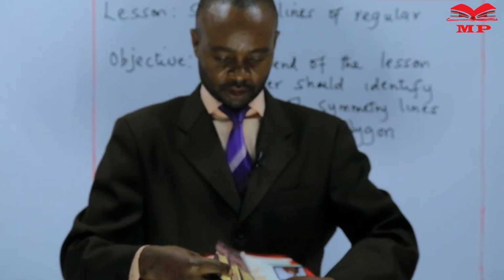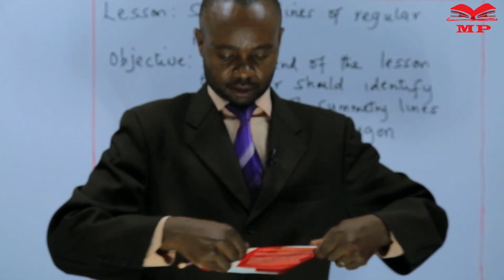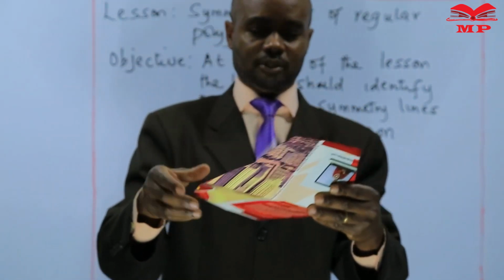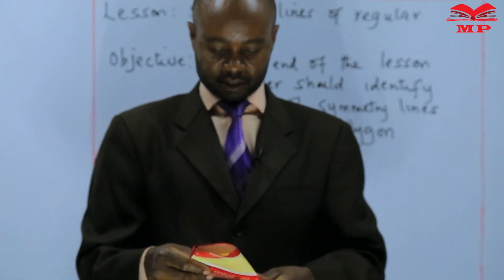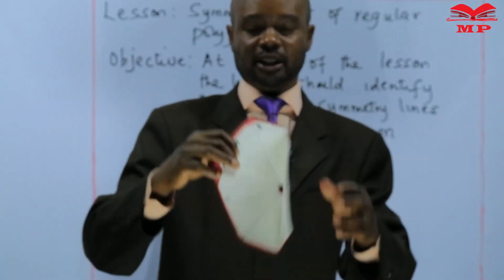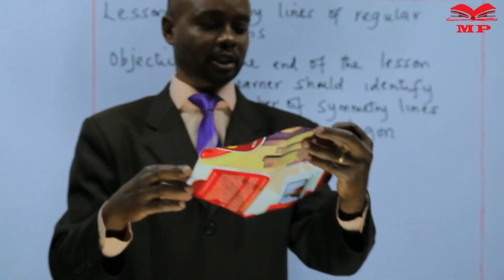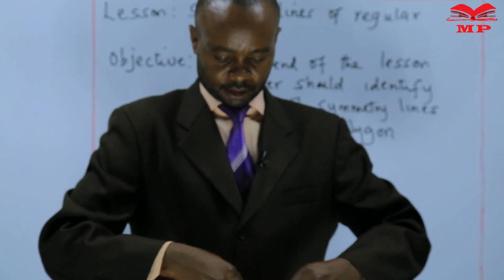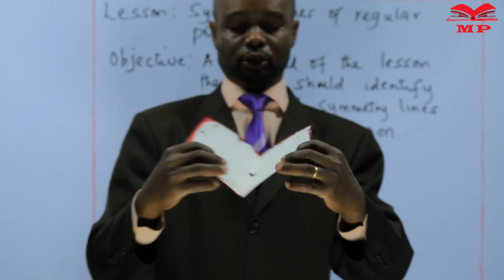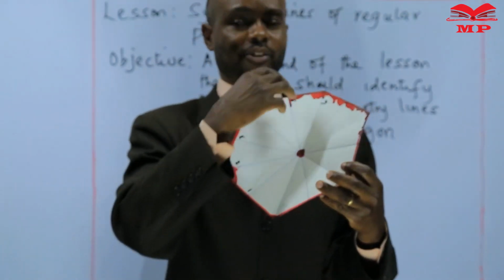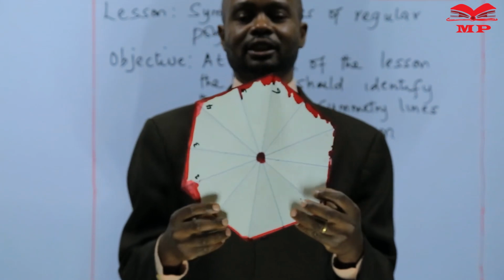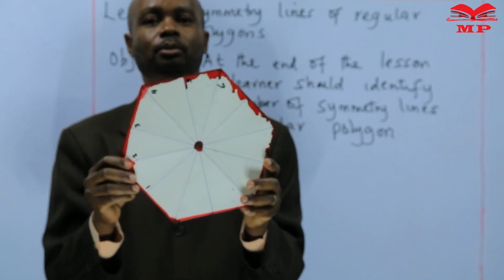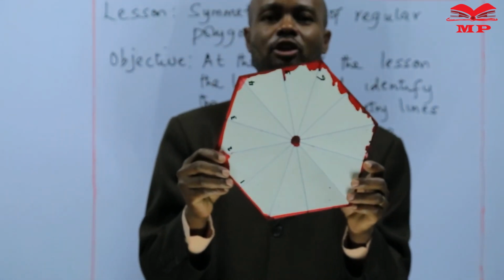I move to line number 4. I get 2 proportionate halves. I move to line number 5. It will still give me 2 proportionate halves, and I move to line number 6. I get 2 proportionate halves. I cannot continue because number 1 has already covered the next line. So a hexagon, which is a 6-sided polygon, has 6 lines of symmetry.